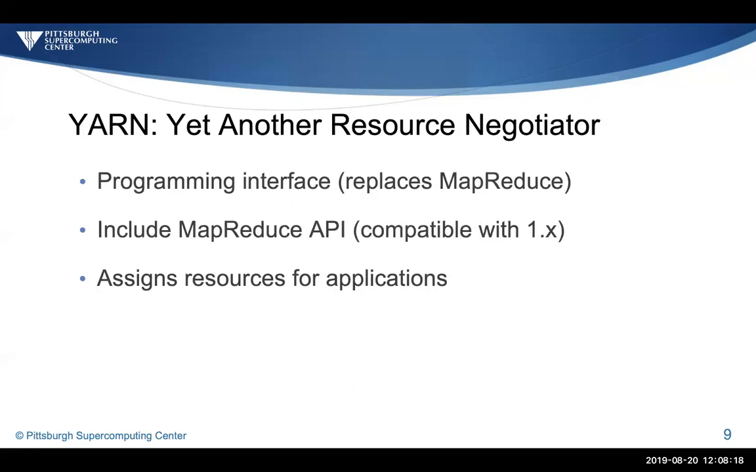Okay, so I don't want to spend a lot of time on this, but I just wanted to very quickly touch on how Hadoop works. Yarn is Yet Another Resource Negotiator, which replaces the original MapReduce system, which was the programming interface for Hadoop. But it's also included as an API, which is compatible with the older 1.x versions. And it's designed to assign resources for applications and be basically a more generic interface for programming on top of the Hadoop system and your Hadoop data.